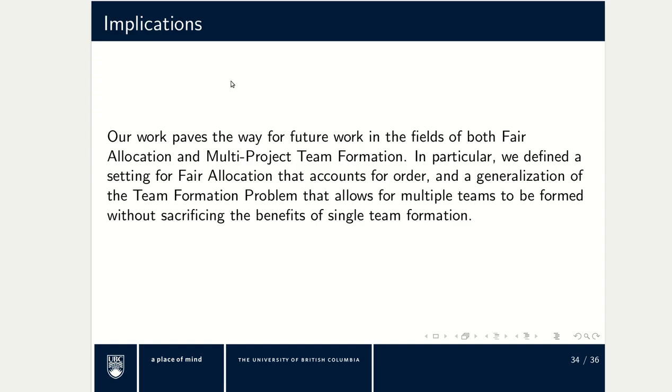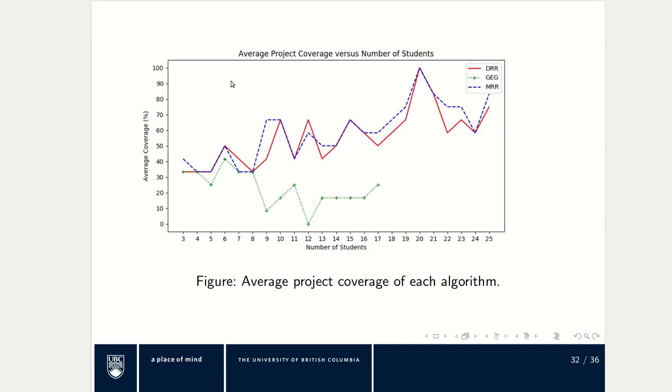So our results and our implications here. What we did find is that just by changing that value function, some of the existing fair allocation algorithms already work very well in our setting, DRR specifically, although just changing that value function doesn't necessarily result in perfect results in every algorithm, because the generalized envy graph obviously does not do very well in any of these.